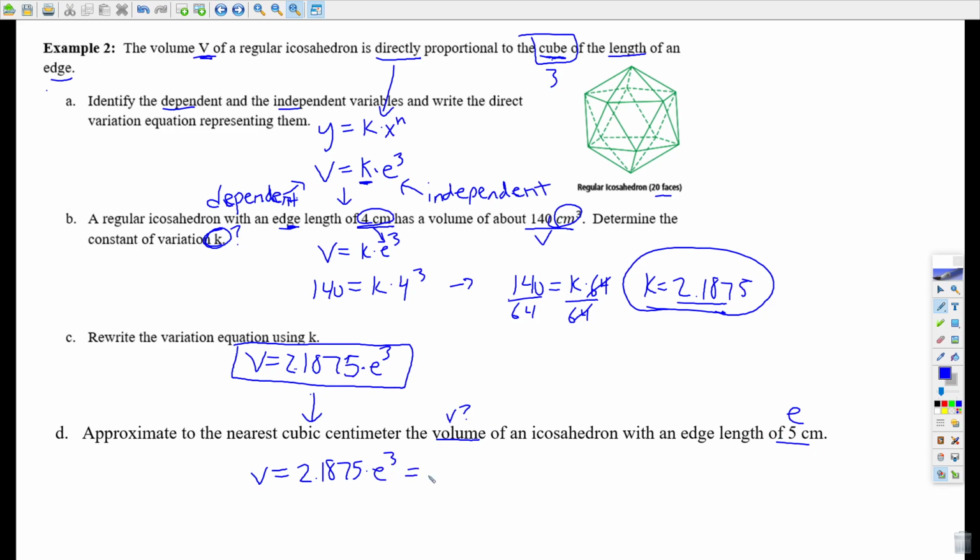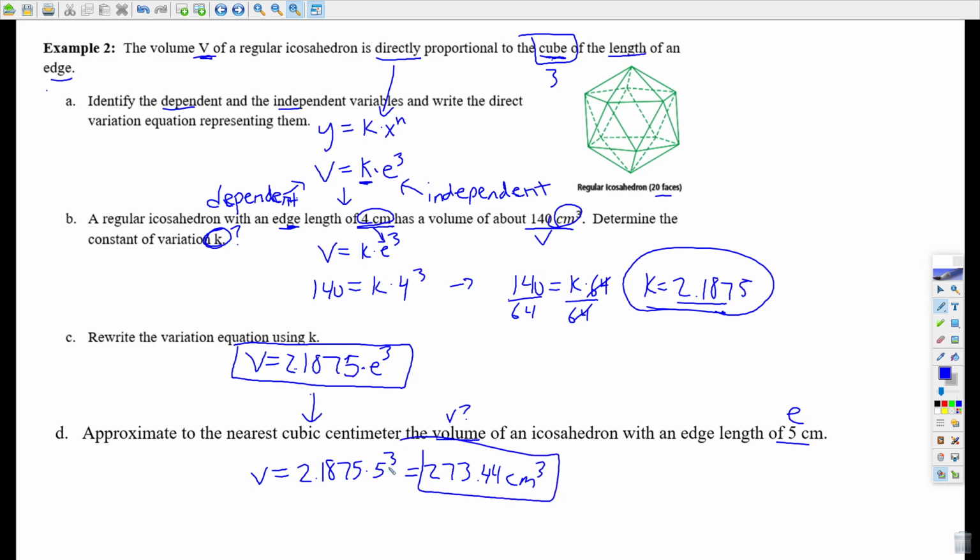Then you just put it in the calculator. Make sure you do, oh, not E to the 3rd, sorry, 5 to the 3rd. Forgot to put the number in. 5 to the 3rd. And 5 to the third is 125. And you multiply that by 2.1875. So it's 273 as a final answer. And I'll round to 2 decimal places, 0.44. And that's in centimeters cubed.